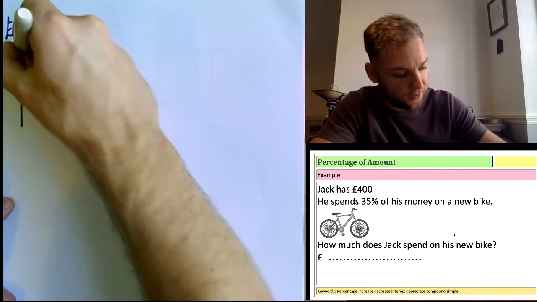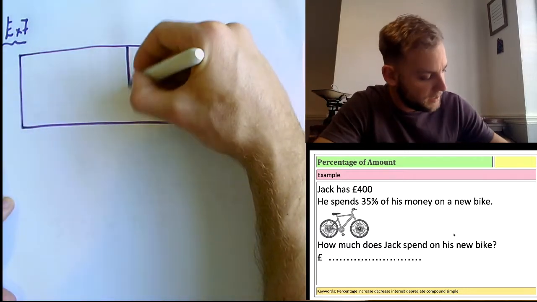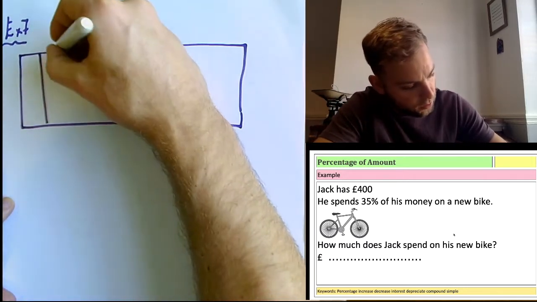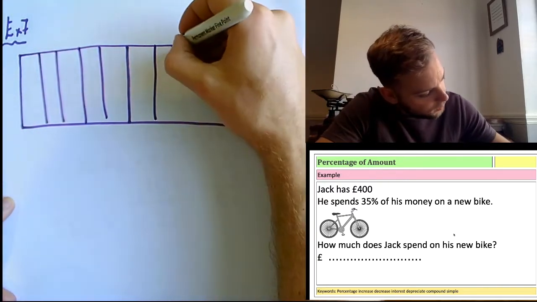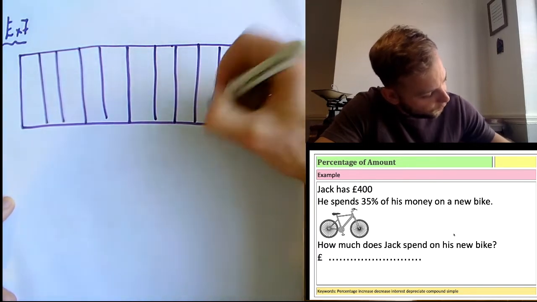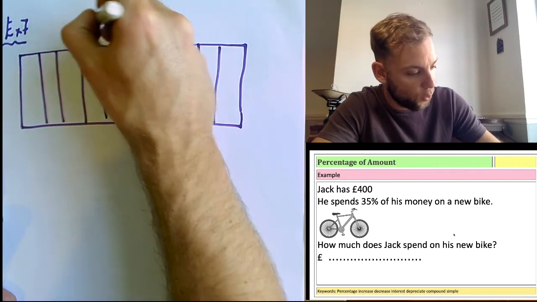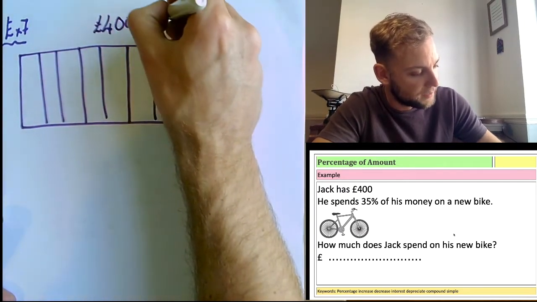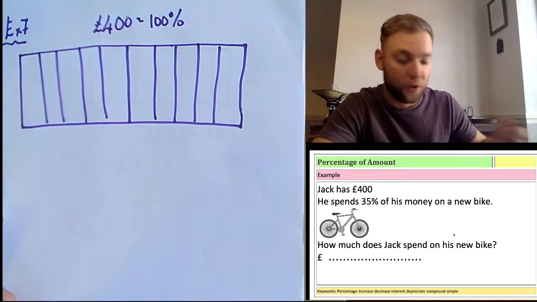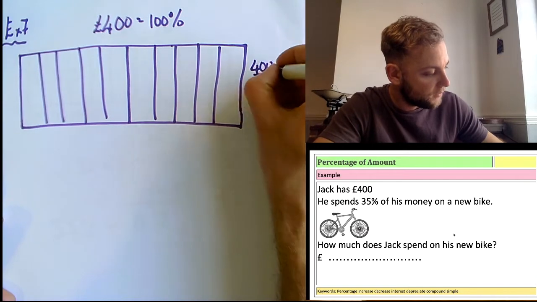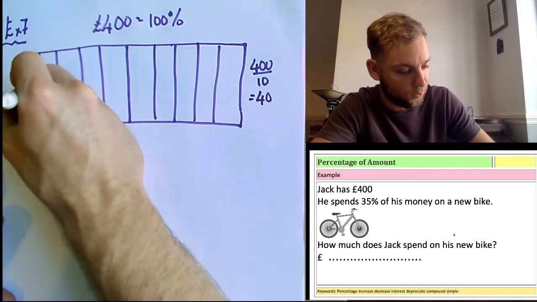So we'll use the bar method again. Like so. Split it in half. Then 1, 2, 3, 4, 5. 1, 2, 3, 4, 5. Super. We know that all of this is worth that £400, which is equal to 100%. To find out what each of these are worth, we know there's 10 of them, so I need to do the 400 divided by 10, which is equal to 40. So each of these is worth 40.